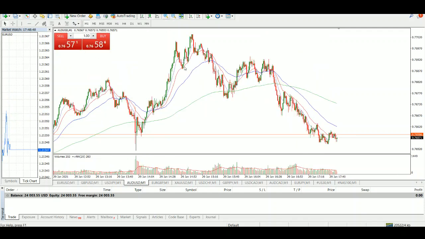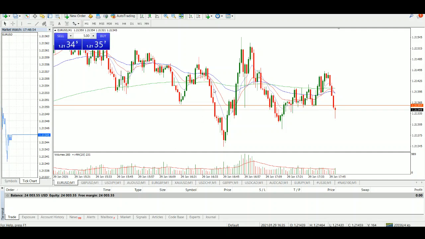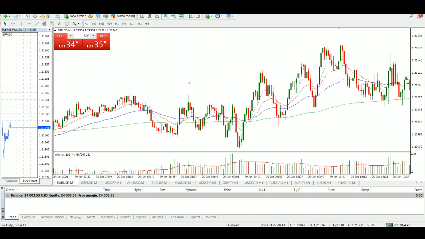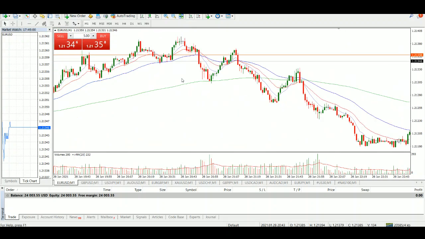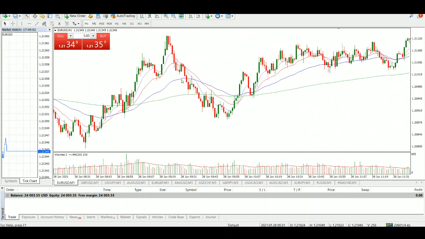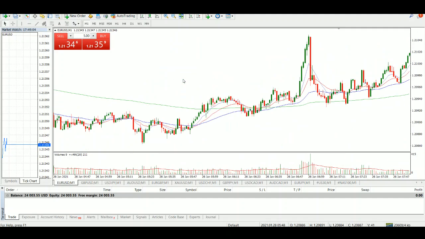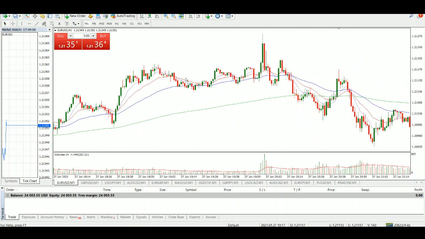Now the idea is very clear on how to be able to make it. So I'll be moving to other charts to show it to you on other charts also. Let's check the euro dollar meanwhile. Okay, so here we are for the euro dollar.